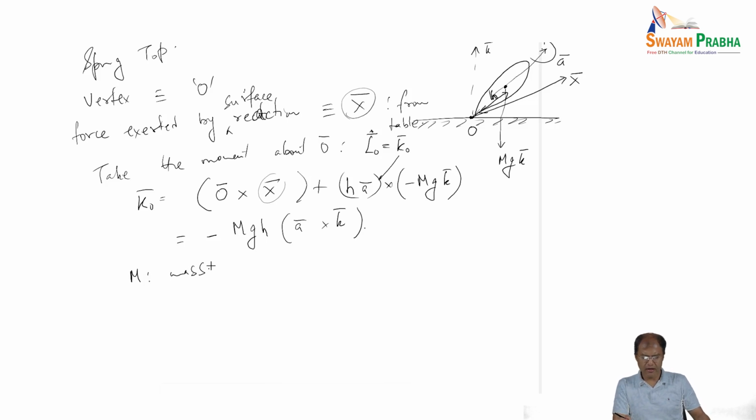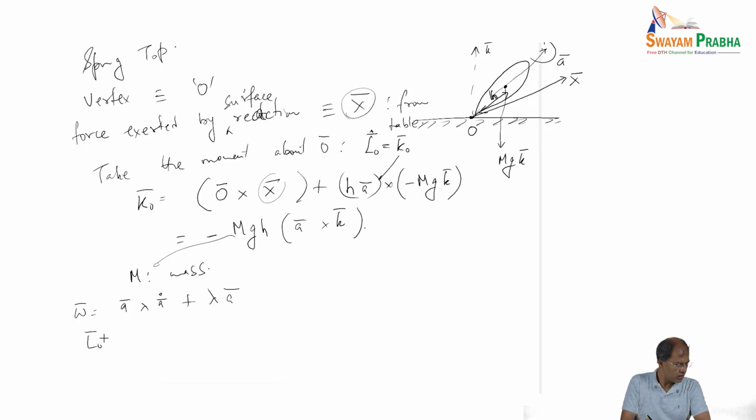And this is the mass here. So m is the mass. Okay, so we are left now. So the complete torque is being driven by the weight of the object itself, right? So now what we get is, how about the angular velocity here? The angular velocity omega is a cross a dot plus lambda times a, right? We see that L naught is a times a cross a dot plus c lambda times a.